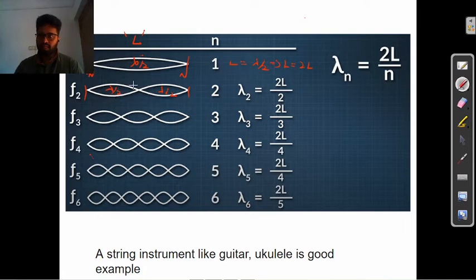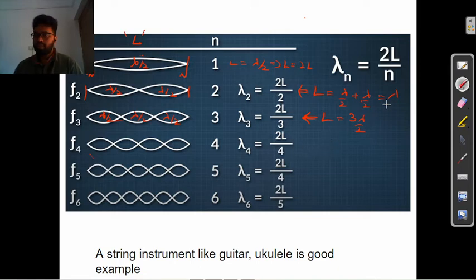Observe that the wavelength of the second harmonic has changed. As the wavelength of the second harmonic has changed, L is equal to lambda by 2 plus lambda by 2, which is nothing but lambda. Lambda is the wavelength of the stationary wave that is formed. In this particular case, again the wavelength has changed, and now length is equal to lambda by 2 plus lambda by 2 plus lambda by 2. So L is equal to 3 lambda by 2, or in other words, lambda is equal to 2L by 3. And similarly, fourth case, lambda is equal to 2L by 4.